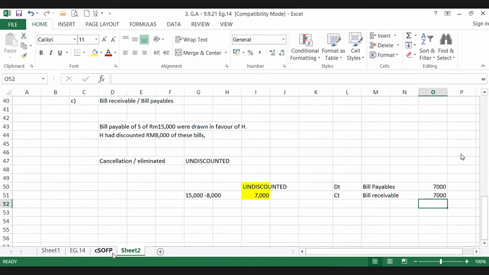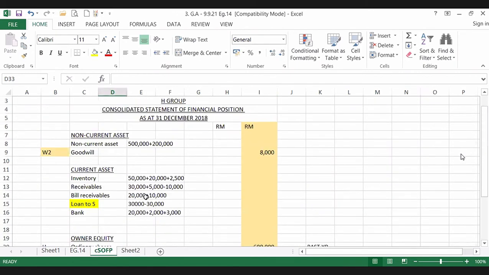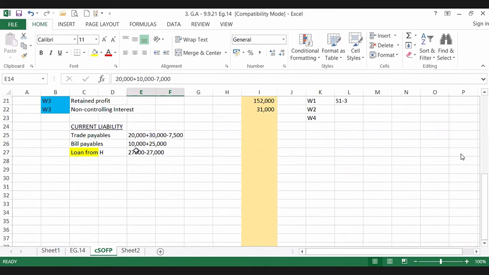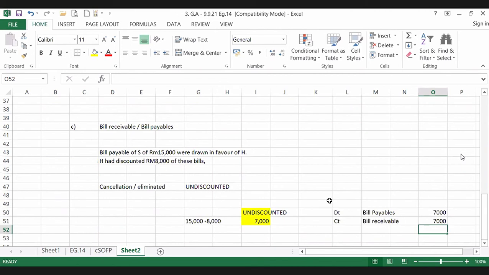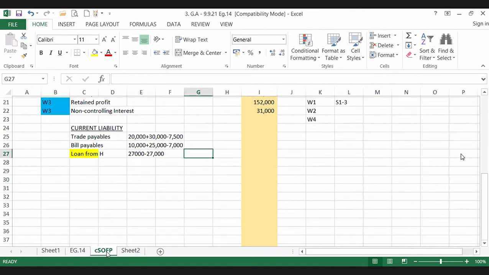So what will happen to our financial statement? Bill receivable, credit minus 7,000. So the 8,000, what will happen? The 8,000 automatically remains inside. And then bill payable minus 7,000. So that was the adjustment. Any question about this one? If you don't have, I proceed. So we close.